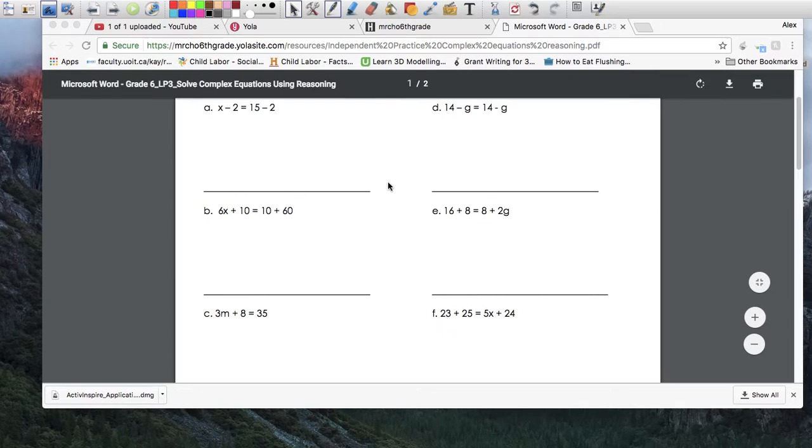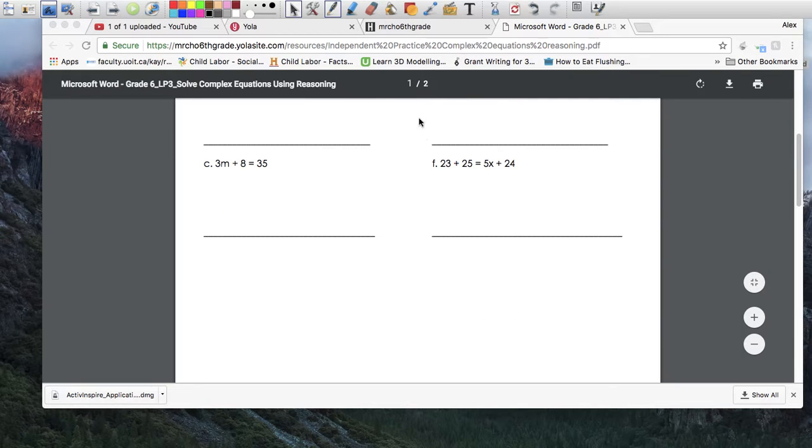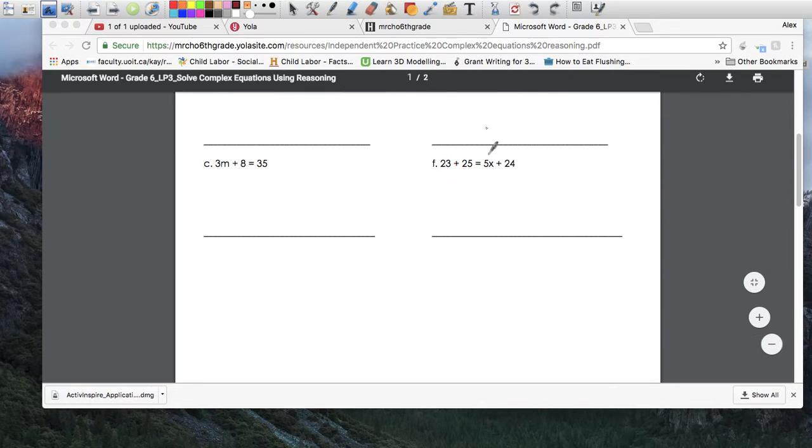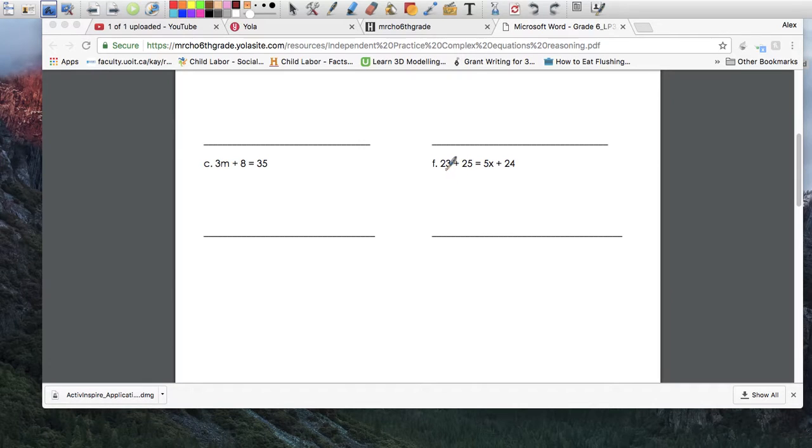And then F I'll do. So F is a little bit different. Still the same idea. So 23 plus 25 is 5x plus 24. Oops, so we got a 24 here, and on this side I have a 23 and 25, but I can change these two numbers. So why don't I do this? 23 plus 25 is 48, so I'm going to add those two.